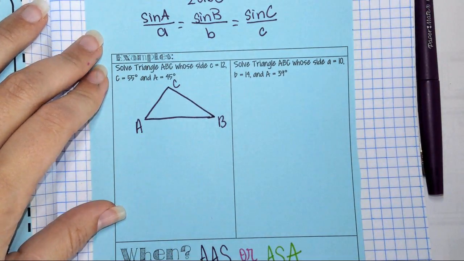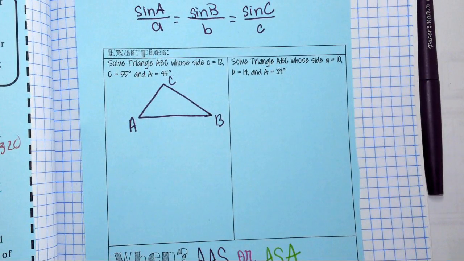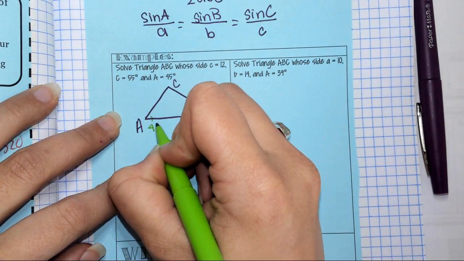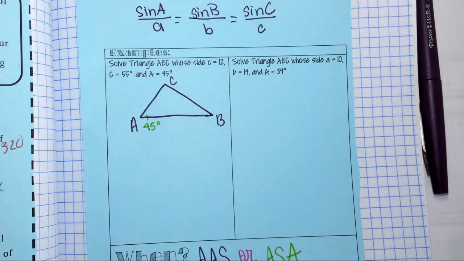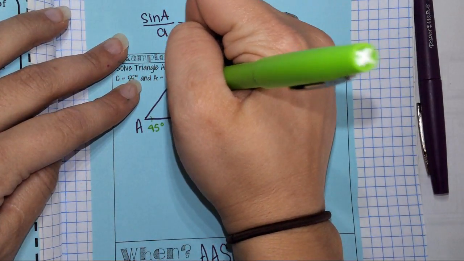Alright, so what do we know about angle A? It's 45 degrees. Take a point. And what do we know about angle C? It's 55. It is 55 degrees. Take another point.